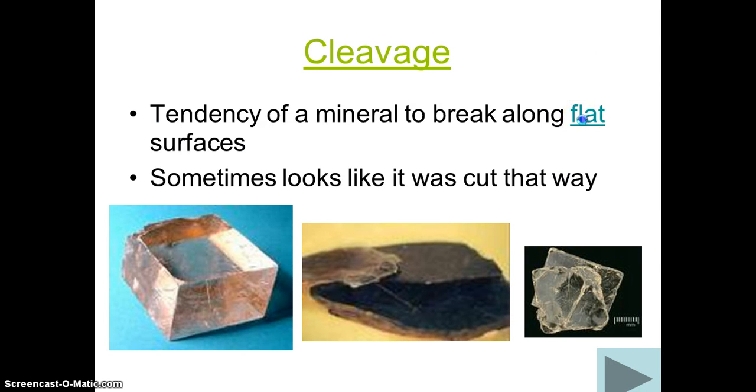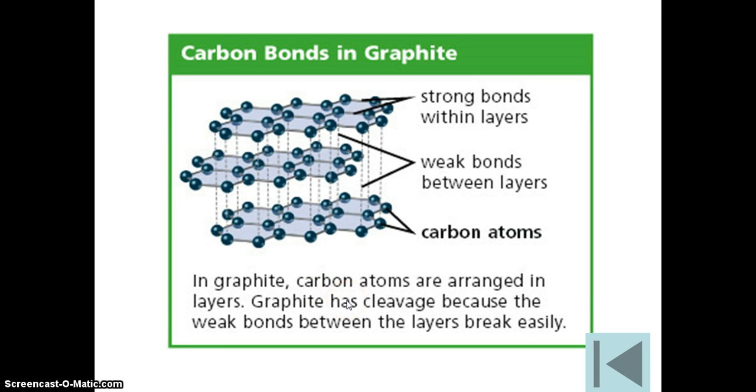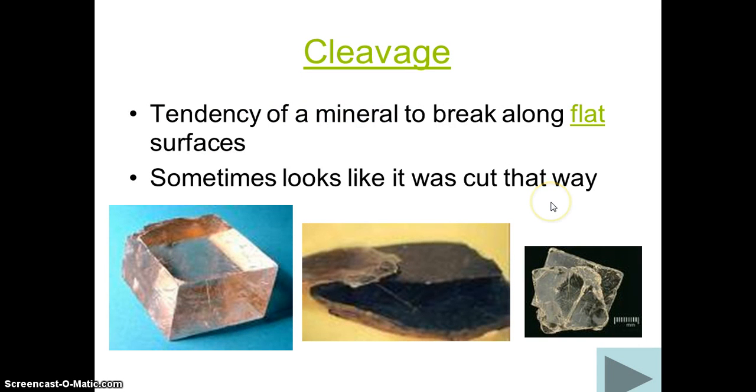So let's look at that. This is the crystal structure, and so these are carbon atoms bonded to each other, and there are layers of carbon atoms bonded to each other, but the bonds between the layers aren't that strong. So when that happens, often the mineral will break along the weak bonds, which gives it sort of a flat, like a cut look. Okay?